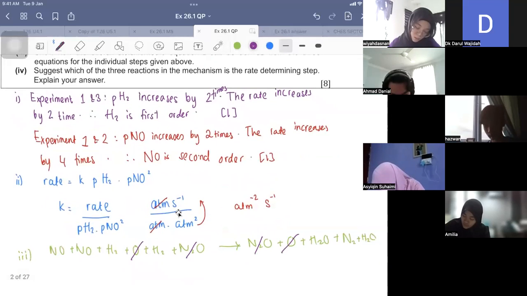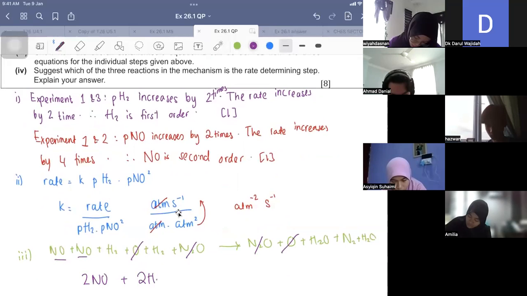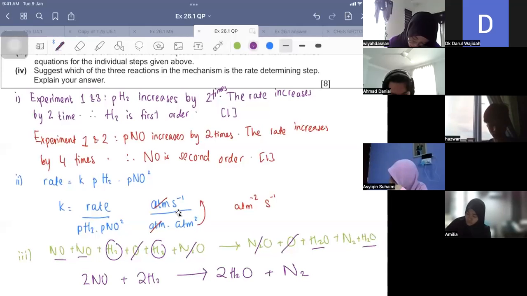Okay, so tidy this up. We've got 2NO plus 2H2 to form 2H2O plus 1N2. There you go. You get from the mechanism to the overall equation.